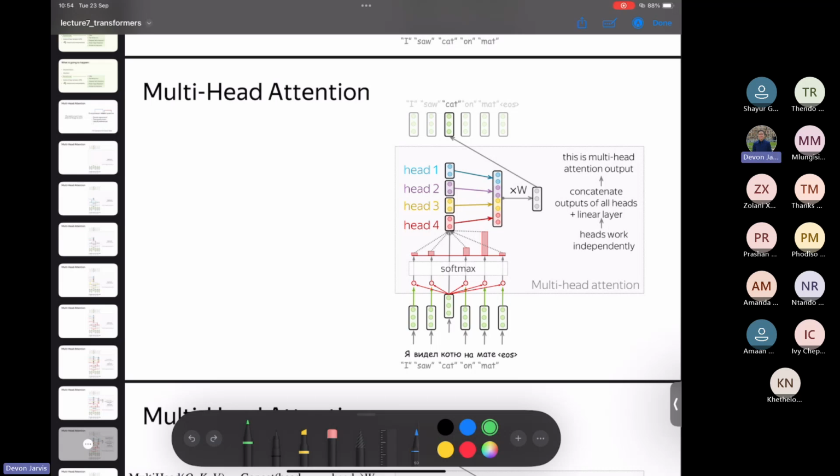The output dimension of it, yes. And then obviously the input size to that layer is the size of your values times the number of attention heads.